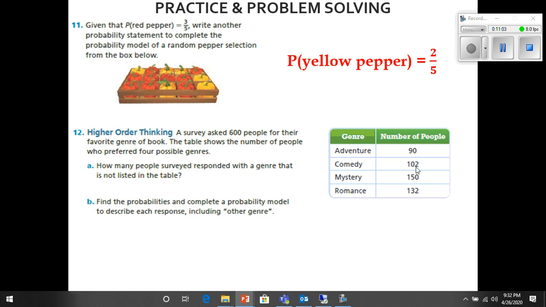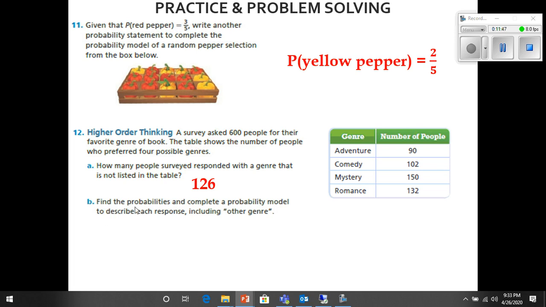384. And 384 plus 90 is 472, I believe. And now we have to subtract that from 600. That's going to give us 126 people that did not pick any of those genres. So the answer is 126 people. You add up the total, and then you subtract it from the number of people asked.